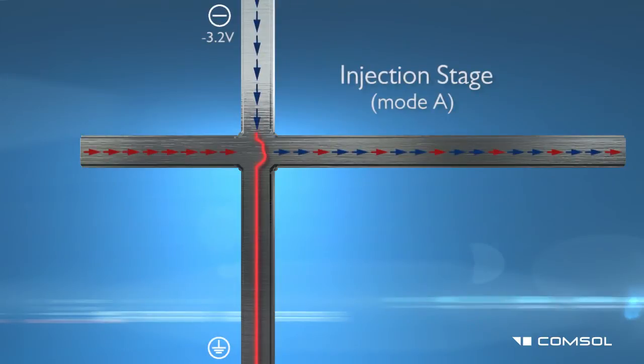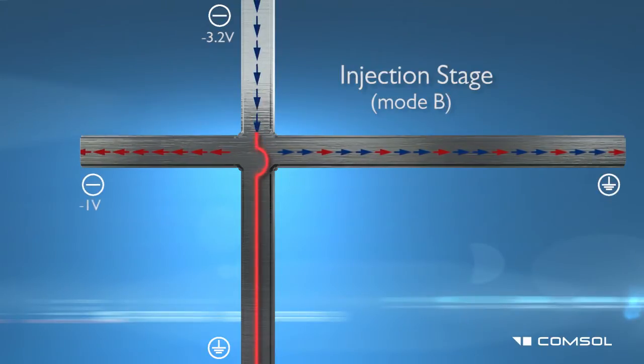In this stage, the pressure-driven flow is turned off and an applied electric field drives the ionic species from the focusing zone into the vertical injection channel. Two modes of operation are demonstrated, mode A and mode B, which differ only by the electric field boundary conditions.